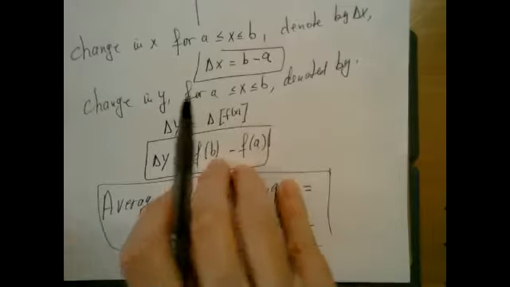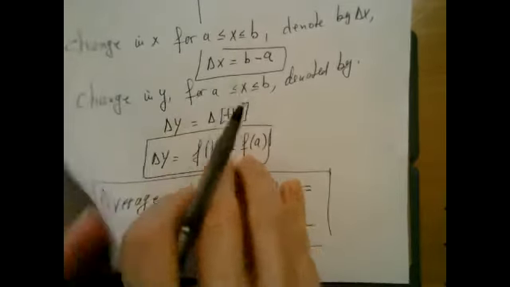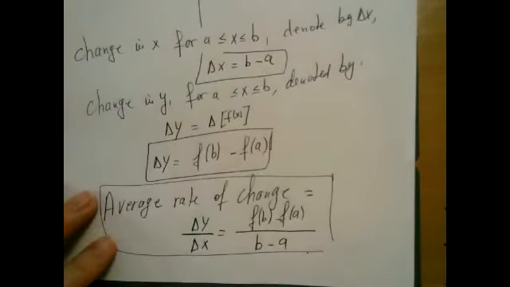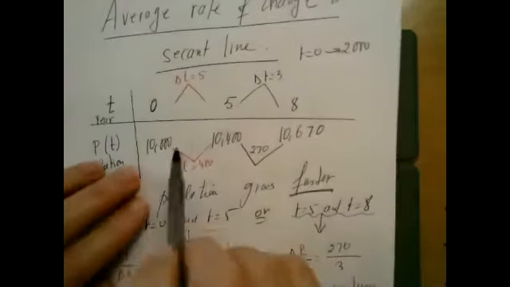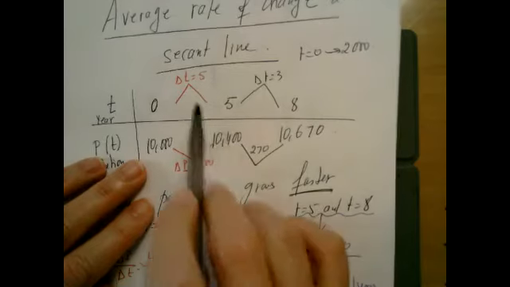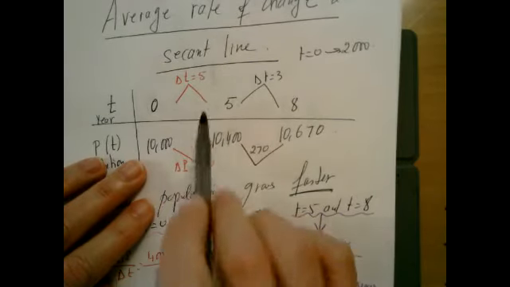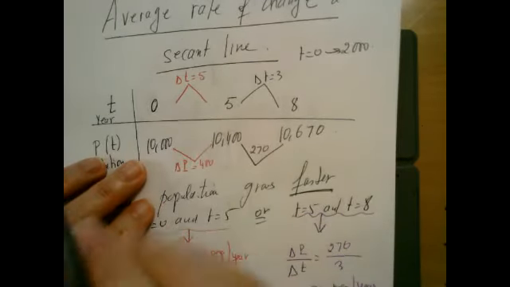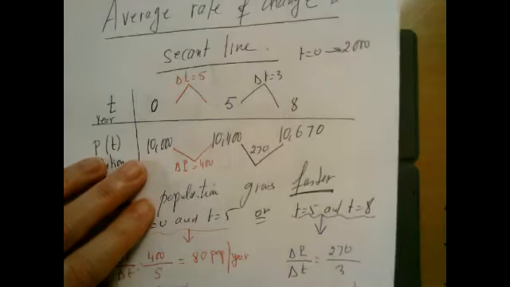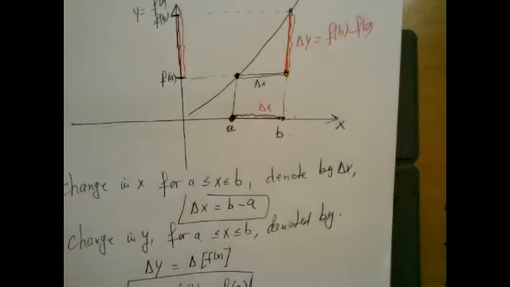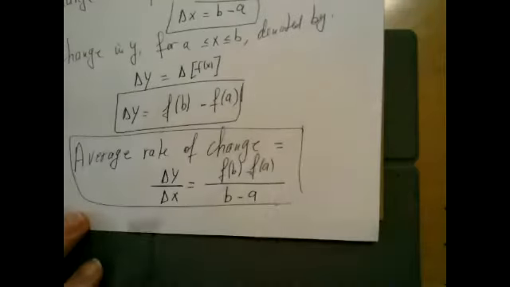And that's exactly what we did with the population. When I gave you the simple example of the population, that's really what I computed: the change in population divided by the change in time, which gave me the average rate of change. It means on average, how much the population was changing per year. Now, this is the formula for the average.